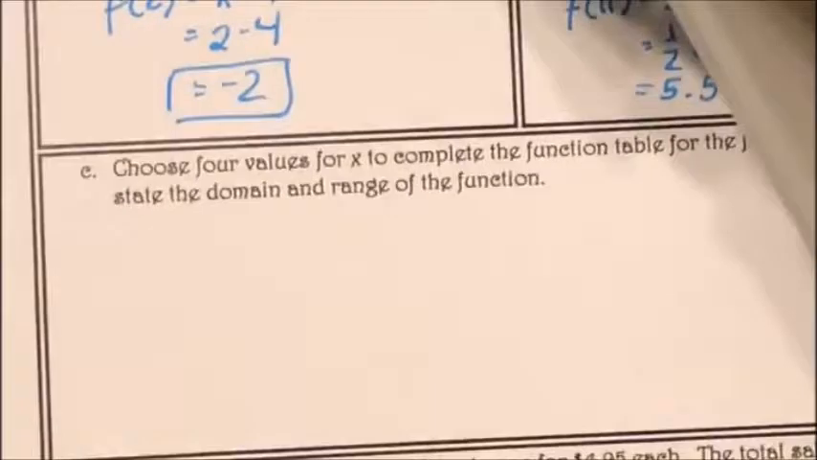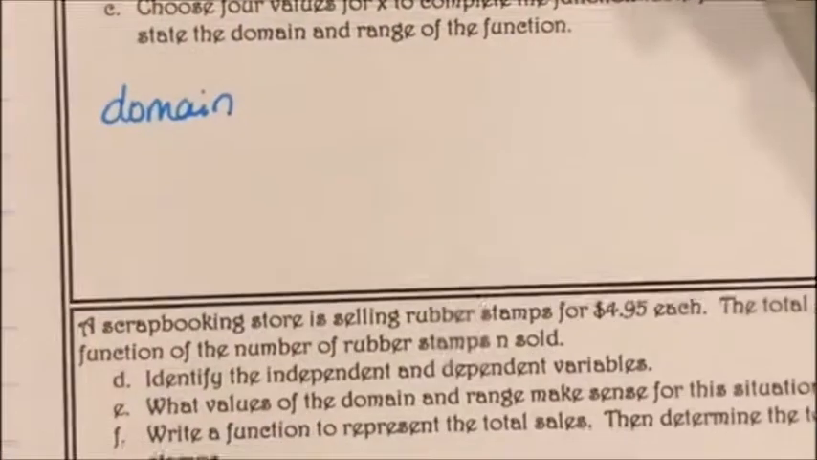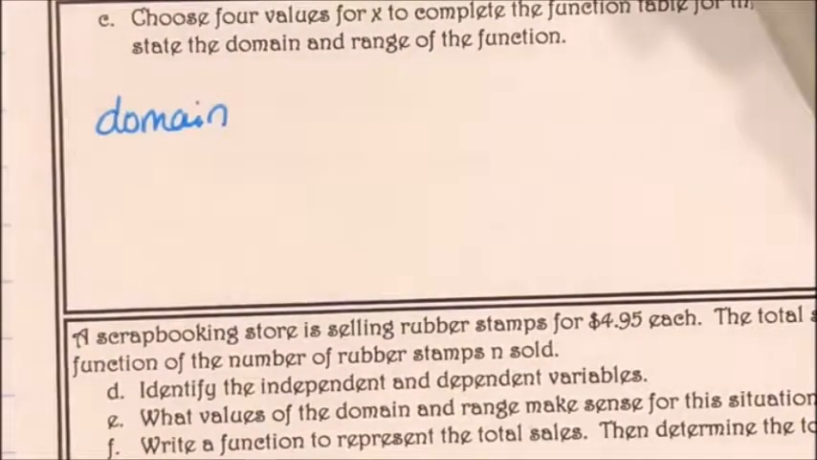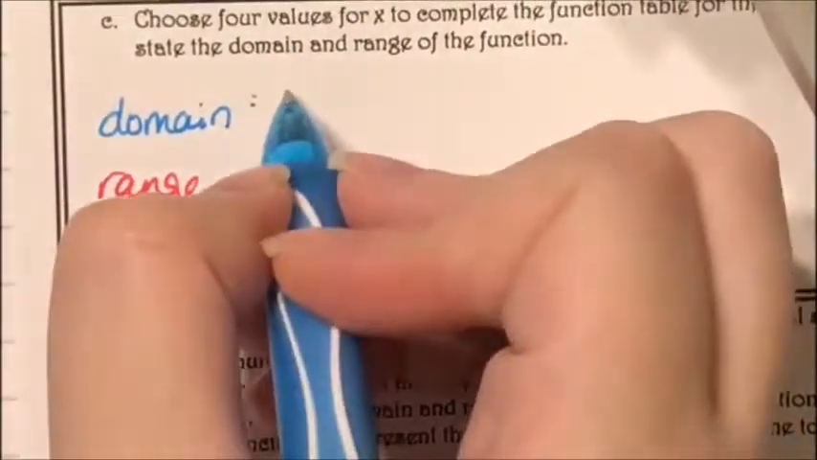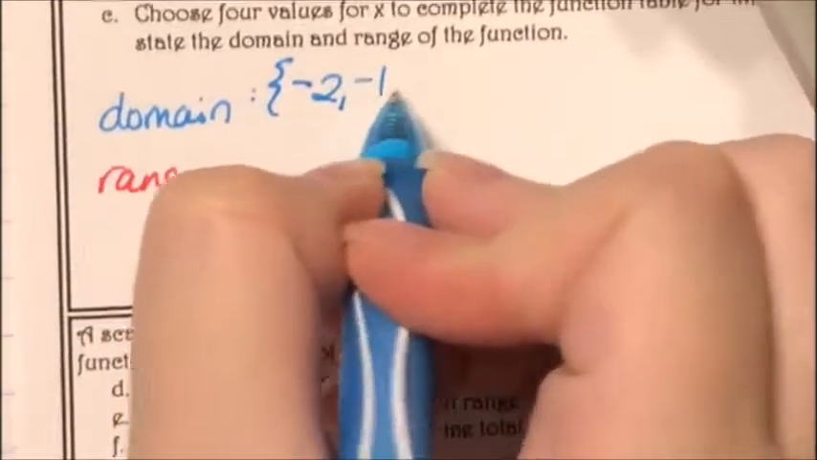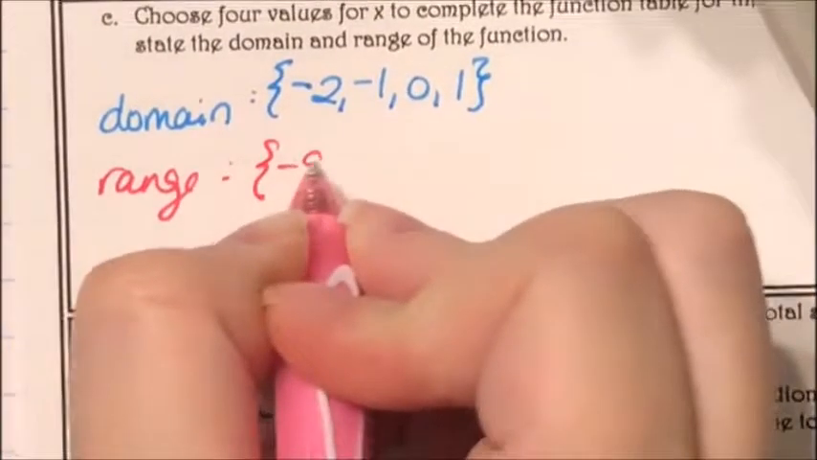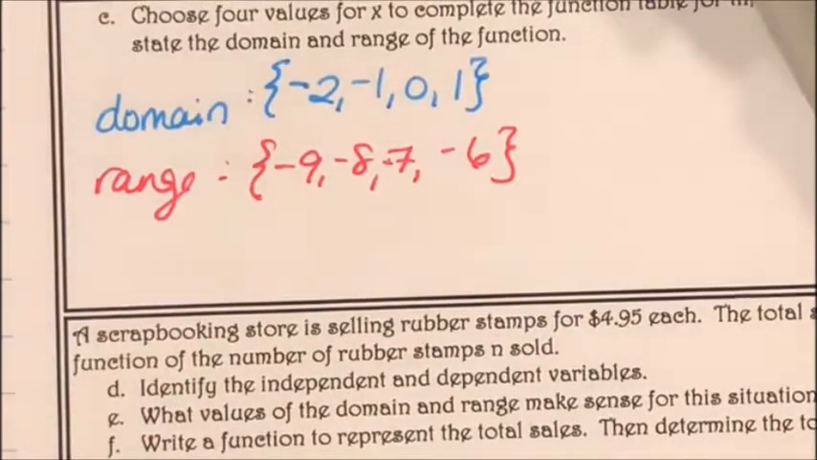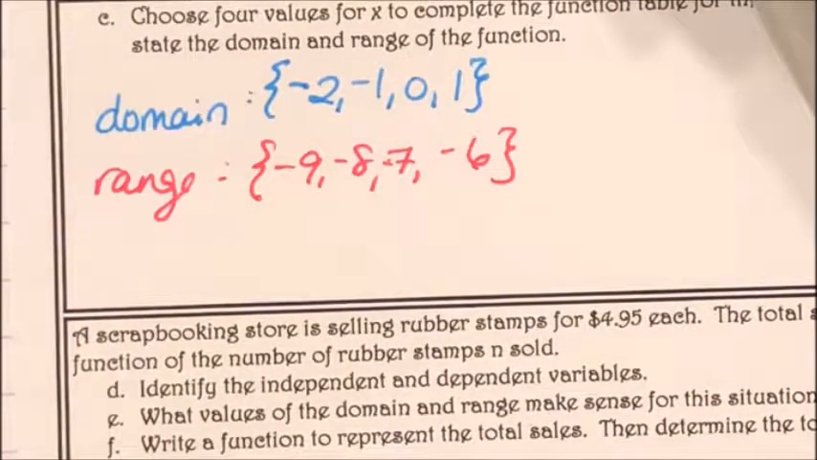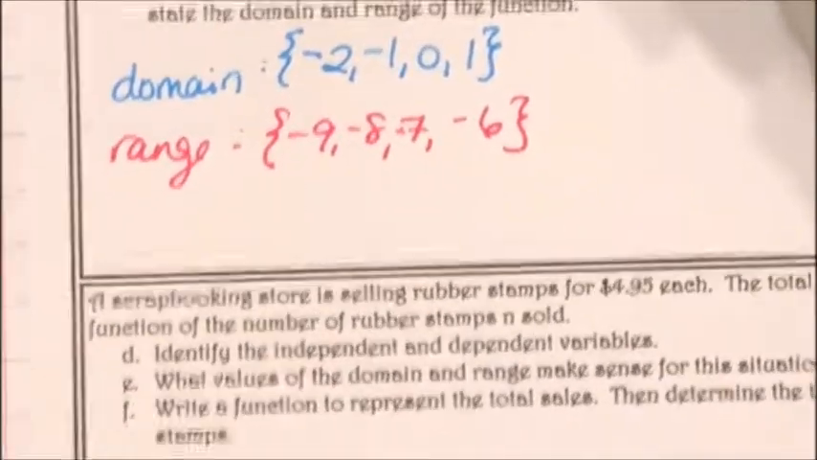It also wanted me to state my domain and my range. So my domain is -2, -1, 0, 1. And my range is -9, -8, -7, -6. So that's completely dependent on what numbers you've chosen. But your domains are your x values and your range are your y values.